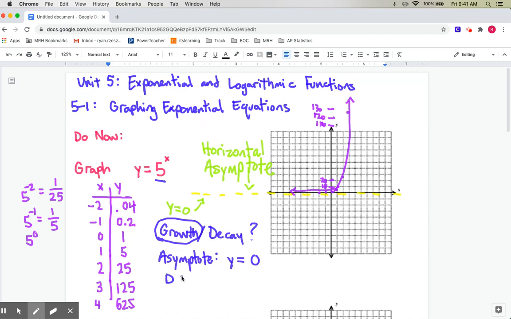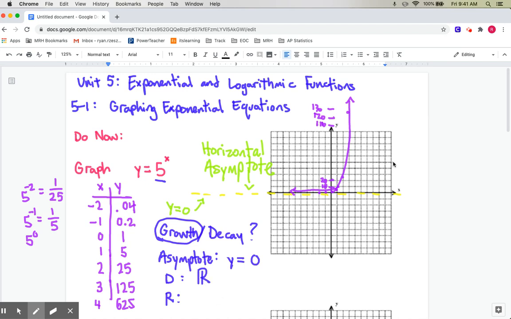I'll ask you for domain and range. The domain of this exponential, no matter what number you give me, I can plug it in and I can get you out a y. It's going to the left, and the arrow is going to keep on going this way forever. It's also going to keep going to the right as it goes up, so the domain is all real numbers.